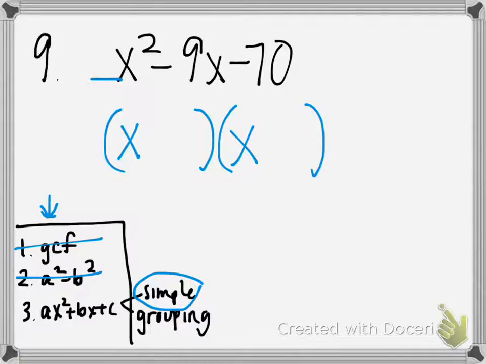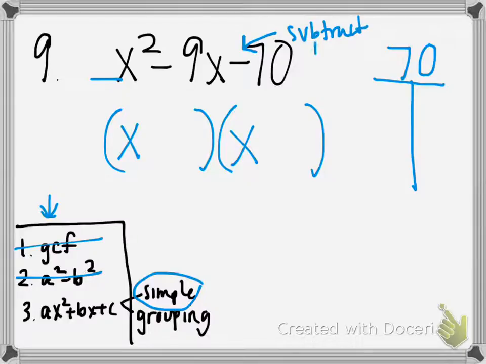If you don't want to use guess and check, you can use the method that I showed you where you make a factor list of the last number. And in this method that I'm showing you, you're subtracting the numbers in your list because it's a minus sign, if you're not using guess and check.